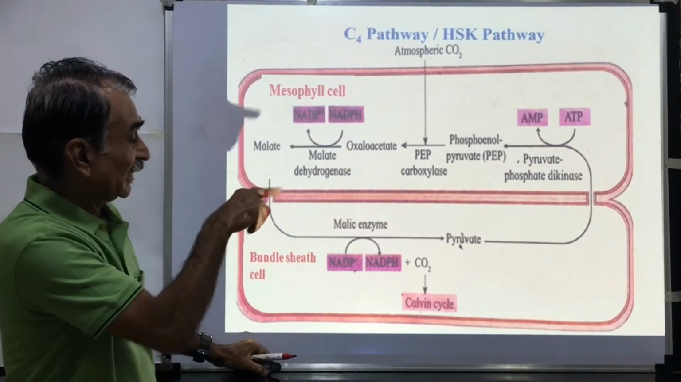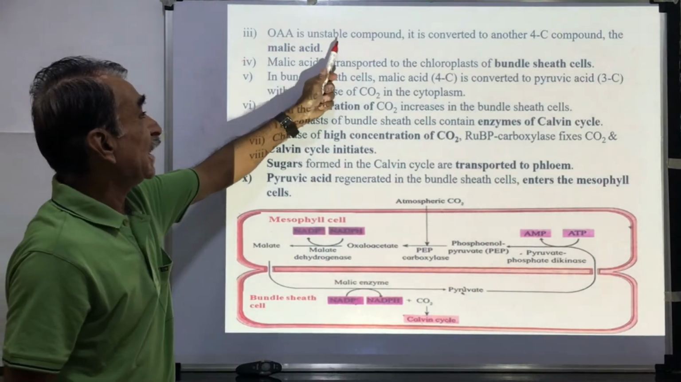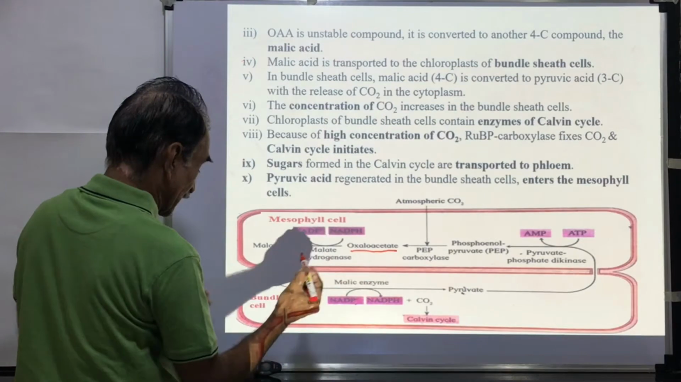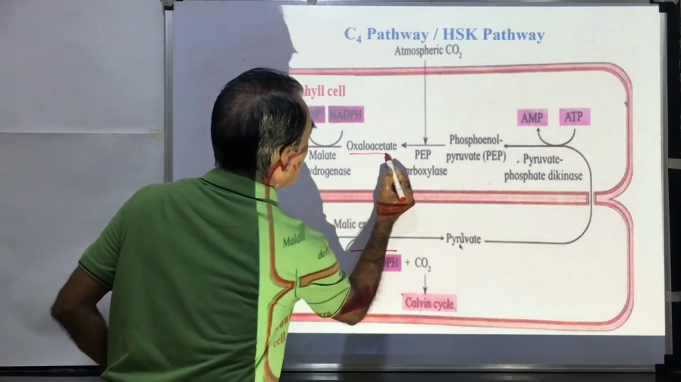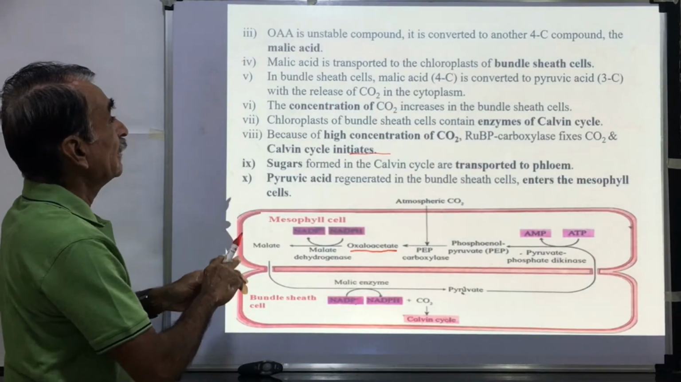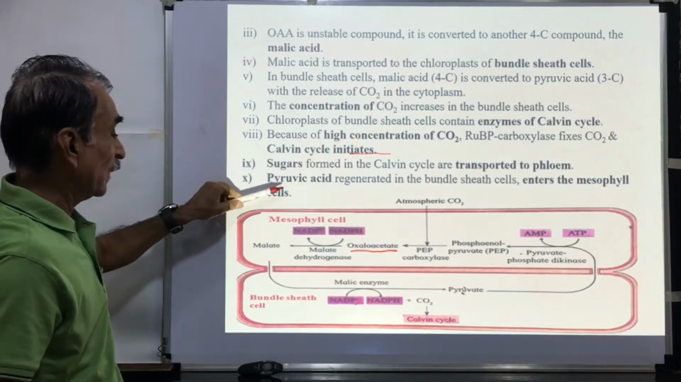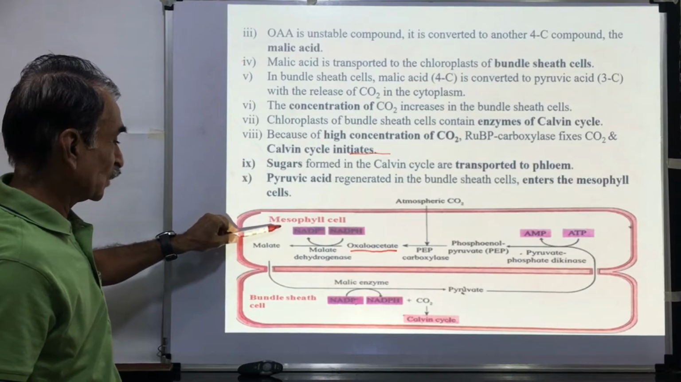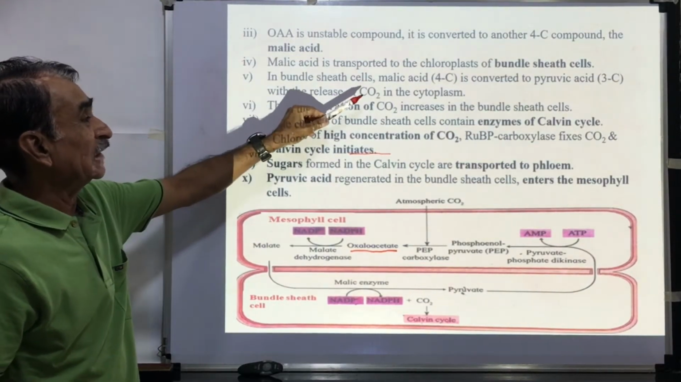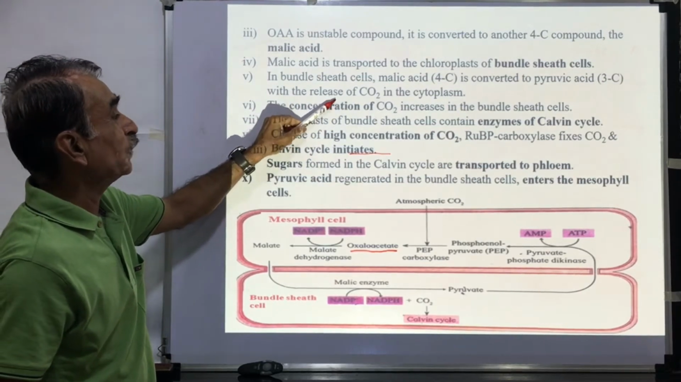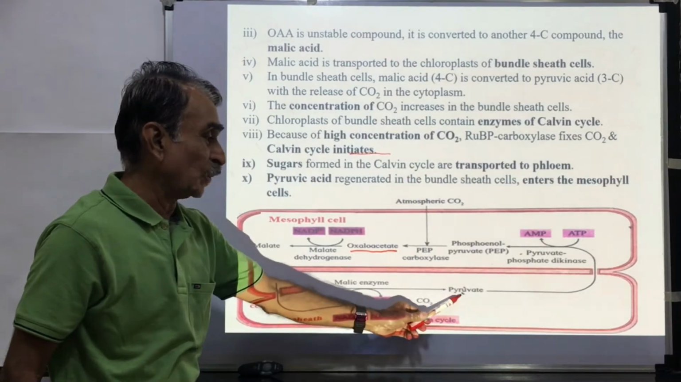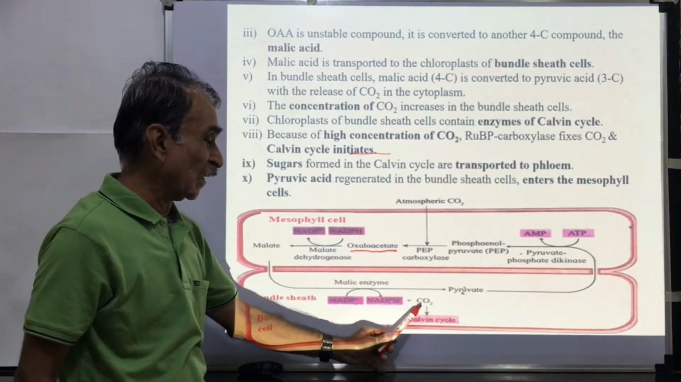Here you can see the detailed reaction. Just now we have seen that oxaloacetate is an unstable product. When oxaloacetate is formed, it is unstable and is immediately converted into malate. Malic acid is transported to the bundle sheath chloroplast. From this mesophyll chloroplast, malate is transported to the bundle sheath chloroplast. In the bundle sheath chloroplast, malic acid is converted to pyruvic acid by the release of one molecule of CO2.